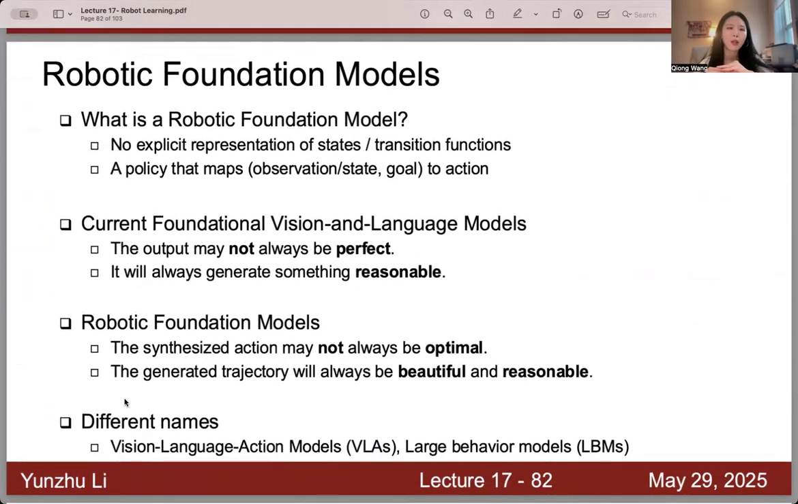So, currently, for foundational vision and language models, the output may not always be perfect. It will always generate something reasonable, and the synchronized action may not always be optimal. The generated trajectory is always beautiful and reasonable. The names differ; sometimes they are called visual language action models and large behavior models.